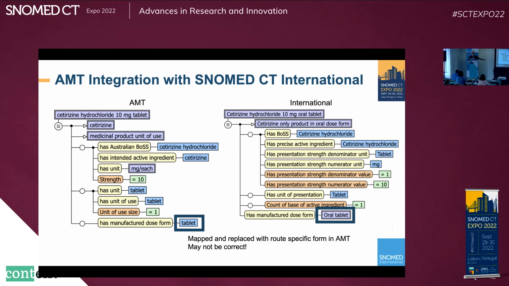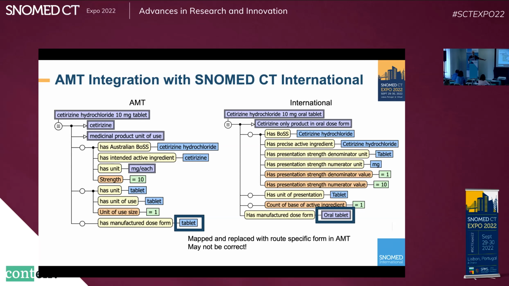There's another distinction, for example, where the international content has actually 8 different properties for expressing strengths, 4 of them for presentation strength and 4 of them for concentration strength. Some products are represented using one or the other. Both DMD and AMT only have one set of products, so they don't make that distinction.